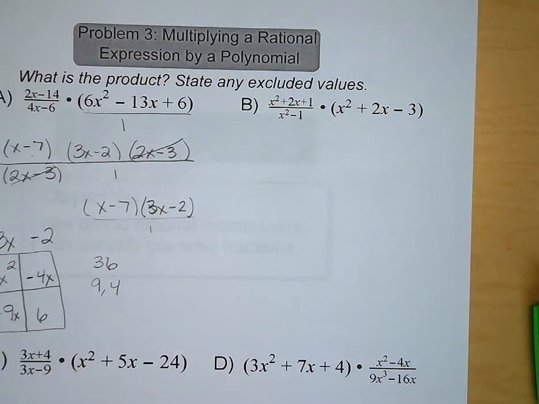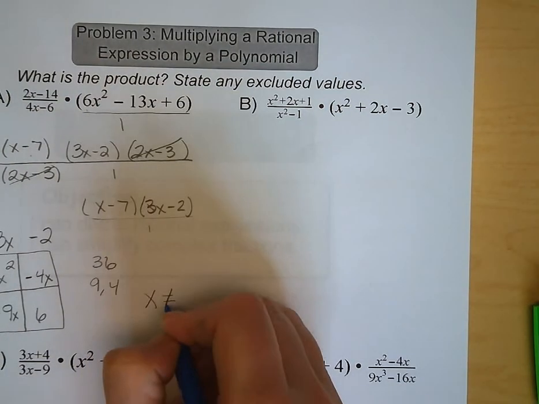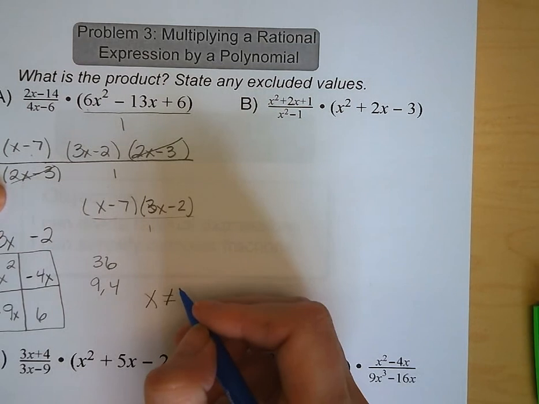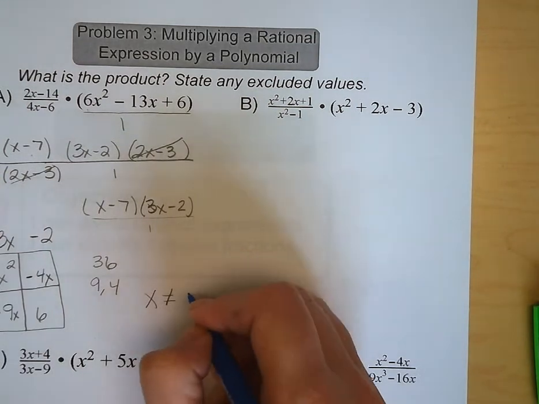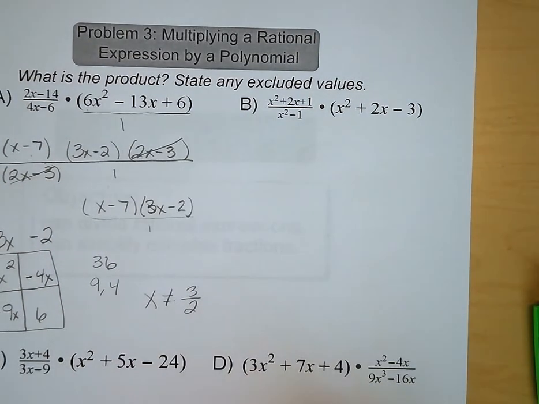And the only excluded value we have for this one would be a +3/2. So we add 3 to both sides, divide by 2, positive 3/2. Okay, letter B.